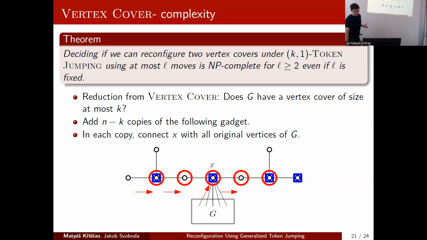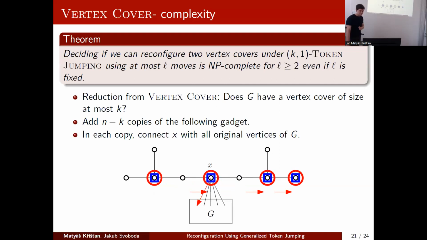But for that to work, this has to happen in all of the n-k top copies at the same time. So G has to give up those n-k tokens at the same time, and therefore it must have a vertex cover of size at most k for this sequence to work. So this shows that it's NP-complete even if S is fixed.